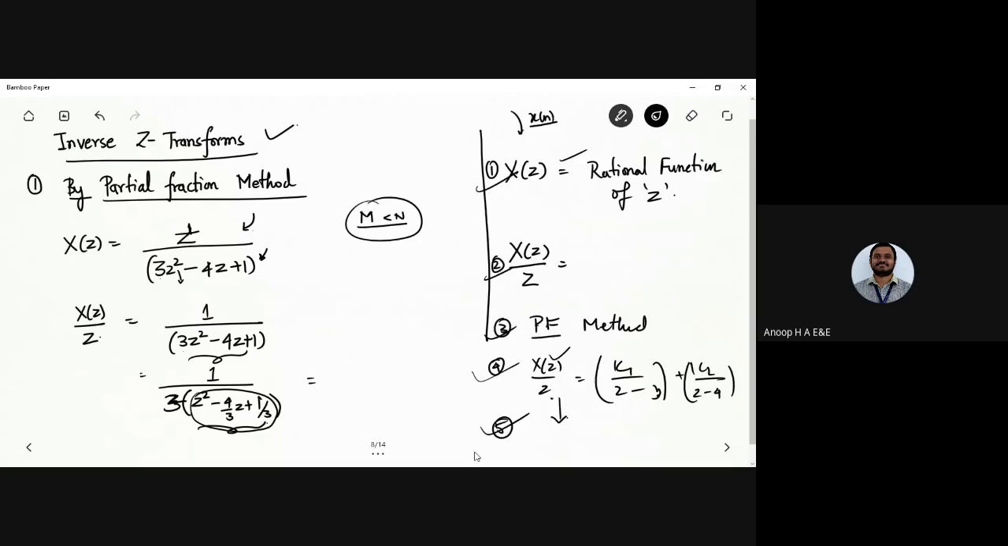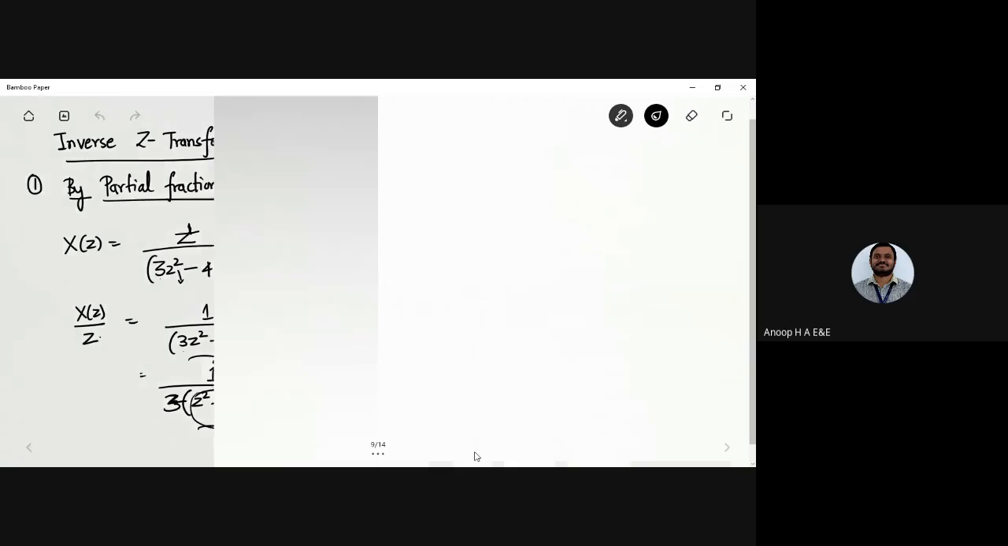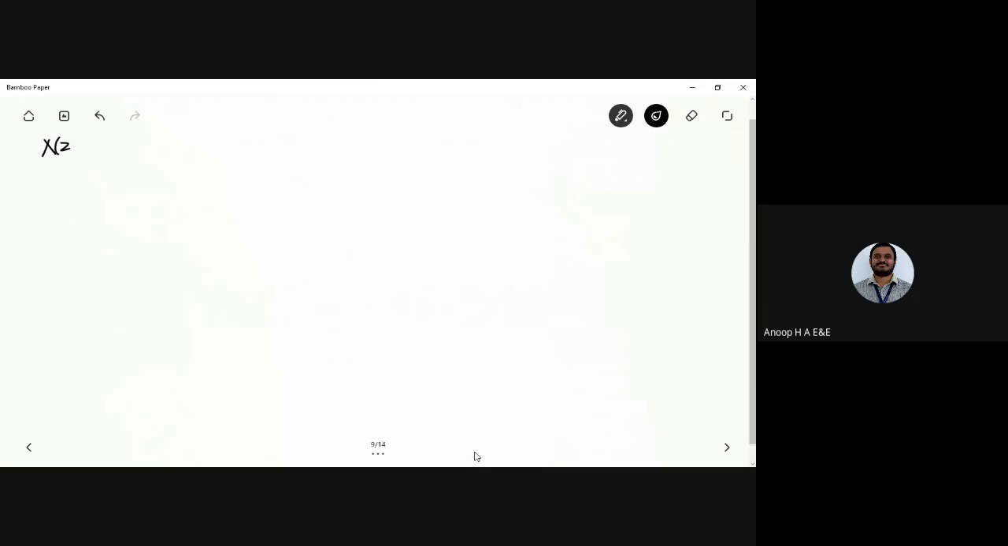So what do I do? One third of it, so 1 by 3 I can write it like this, times z squared minus 4 by 3z plus 1 by 3. So I take x of z divided by z, and that would be equal to 1/3 divided by, what do I do here?